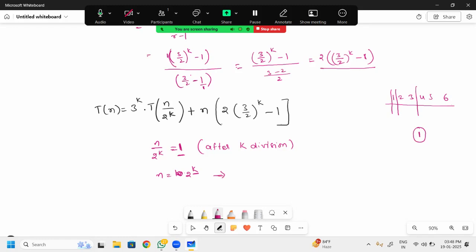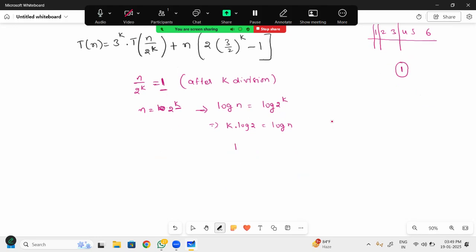So I am going to apply log on both sides. So log n equals log 2 to the power of k. Now, how can I rewrite this one? I am interchanging these two terms. So log a to the power of n equals n log a. So k into log 2 equals log n. Next, k equals log n by log 2. Now I found the k value.